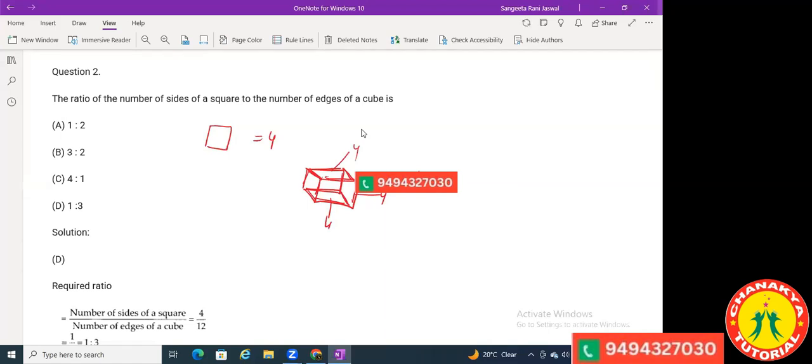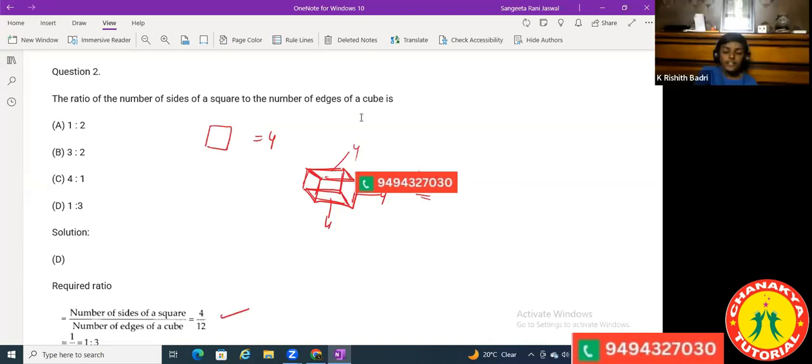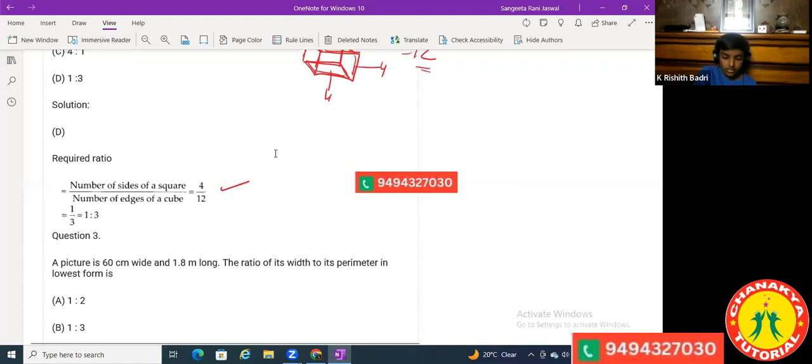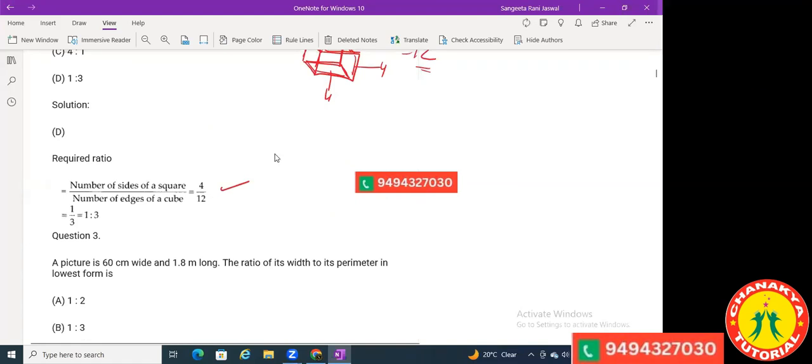Got it? So when you find the ratio, that is number of sides of a square to edges of a cube. Ma'am, I got D. Okay, so 1:3. 4 by 12, that is 1:3.